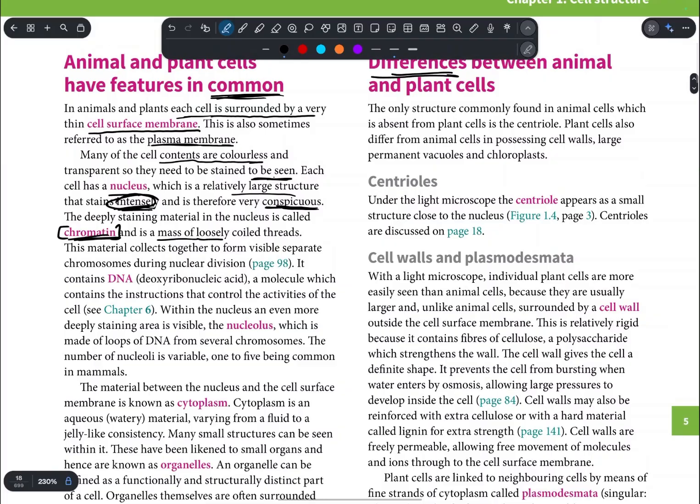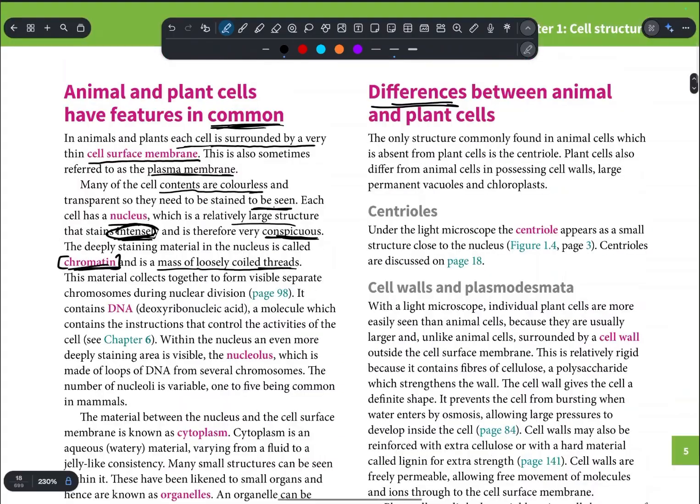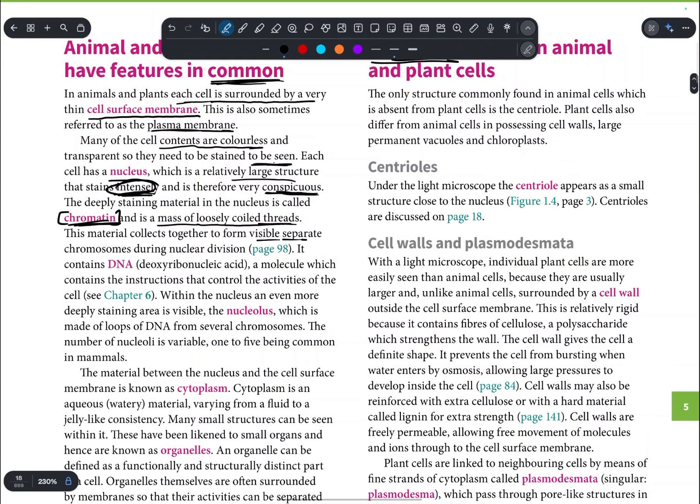Chromatin is a mass of loosely coiled threads. And what are these threads made of? DNA. The material collects together to form visible separate chromosomes during nuclear division. So during the nuclear division, chromatin condenses itself, DNA condenses itself to form what? To form chromosomes. It contains DNA, deoxyribonucleic acid, a molecule which contains the instructions that control the activities of the cell.